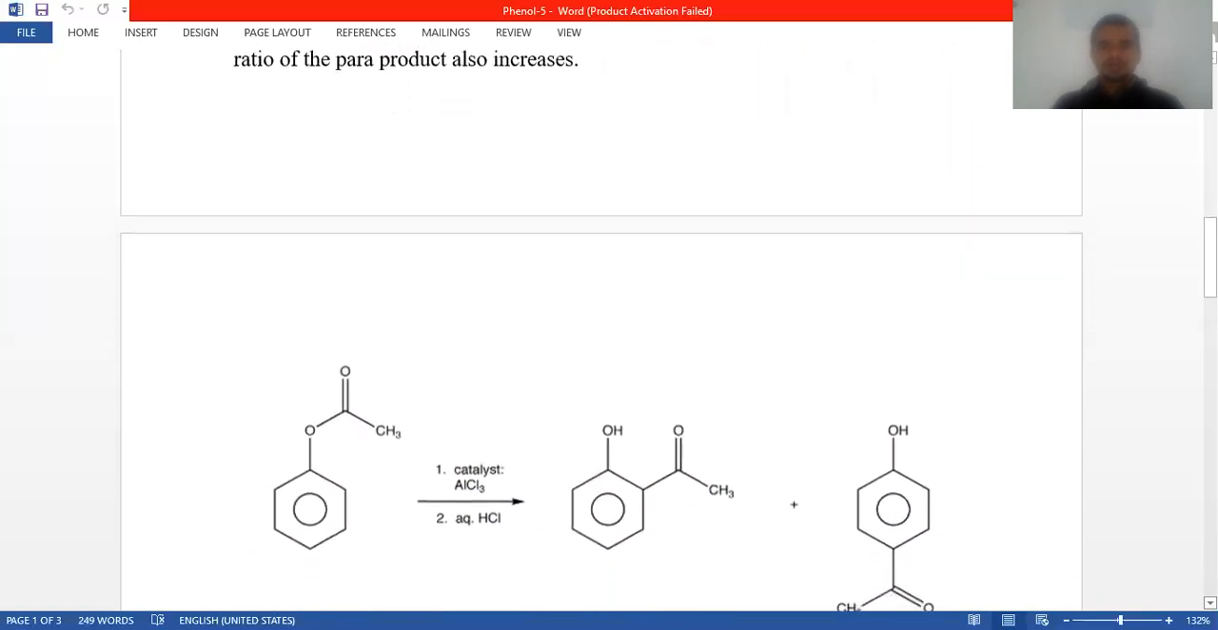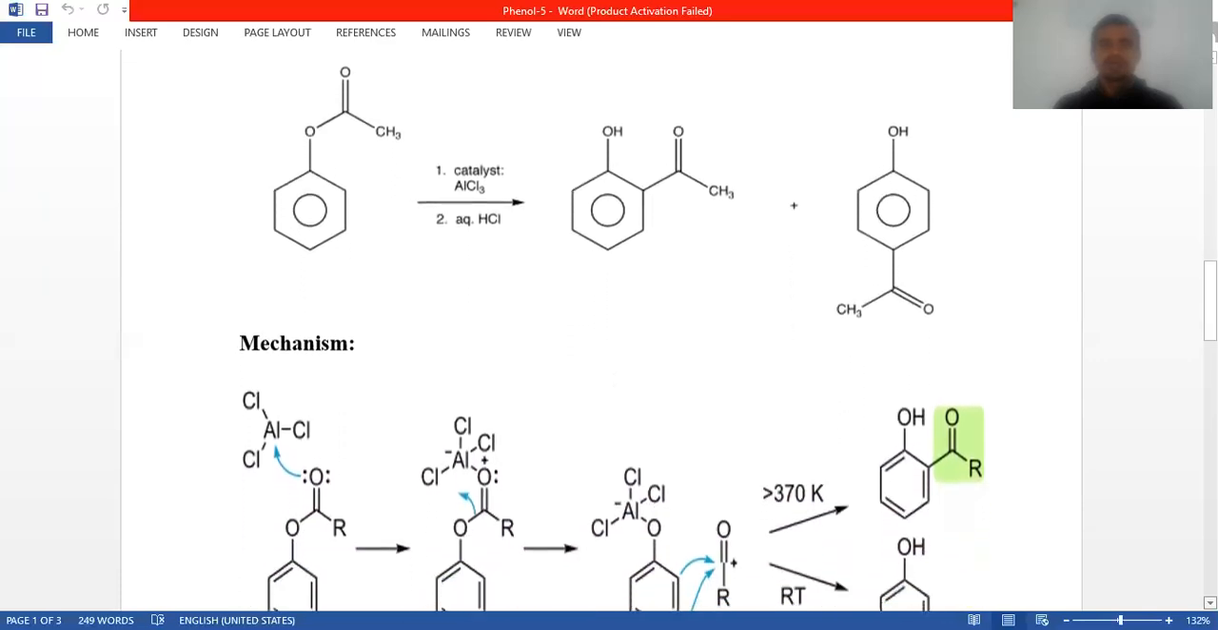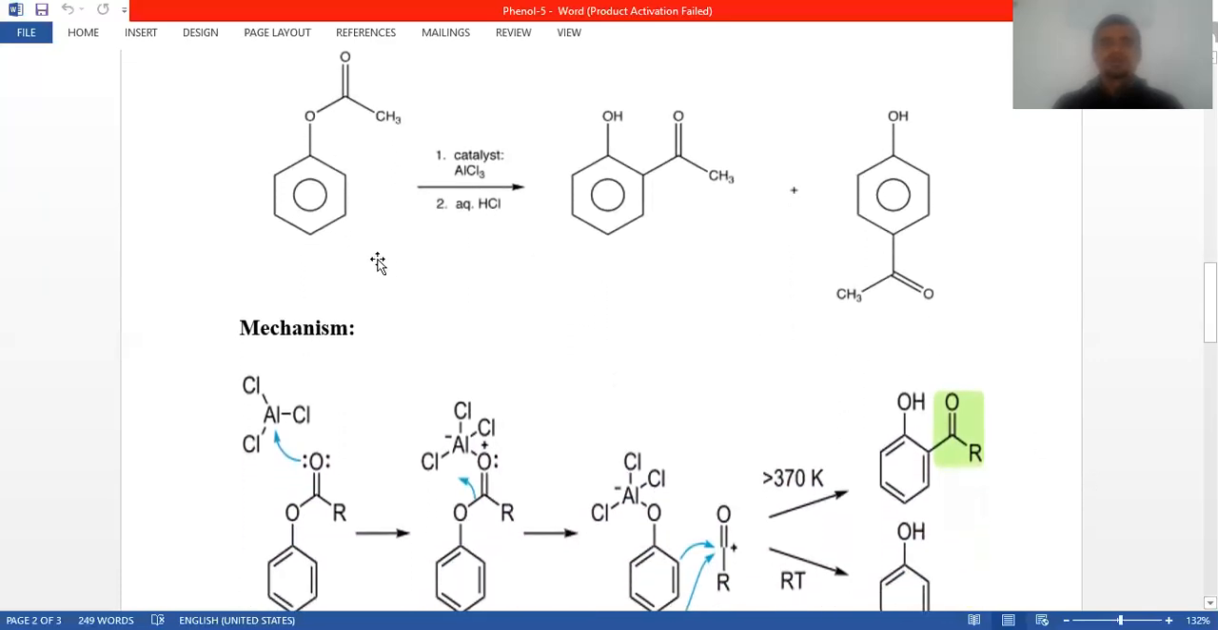So let's see the reaction of this Fries rearrangement and the mechanism diagram. It is an ester. It is catalyzed by the Lewis acid, AlCl3. There is the presence of this hydrochloric acid. So there is formation of this product.